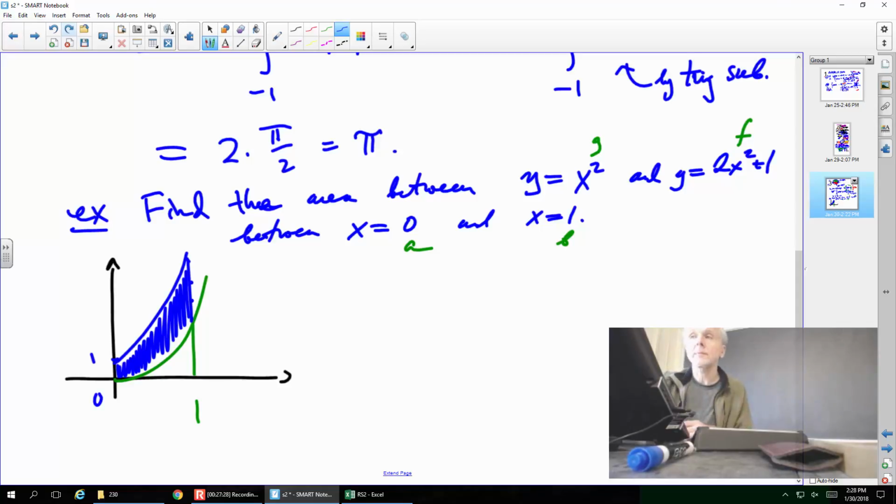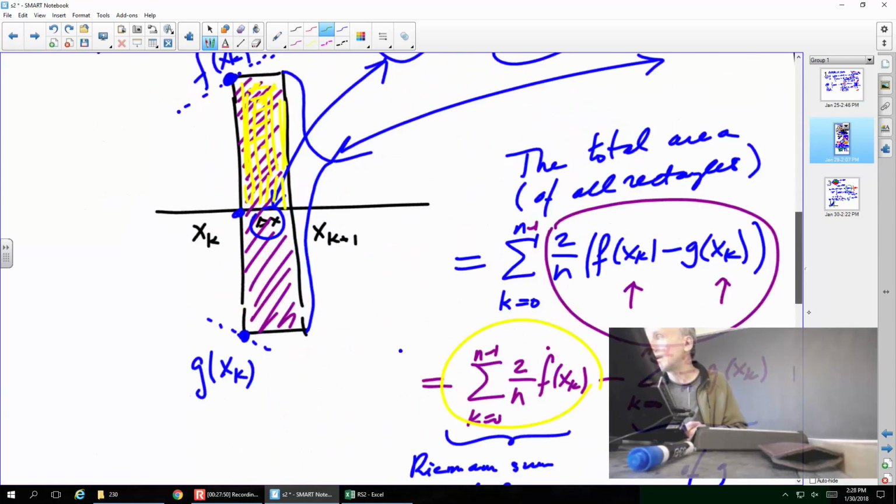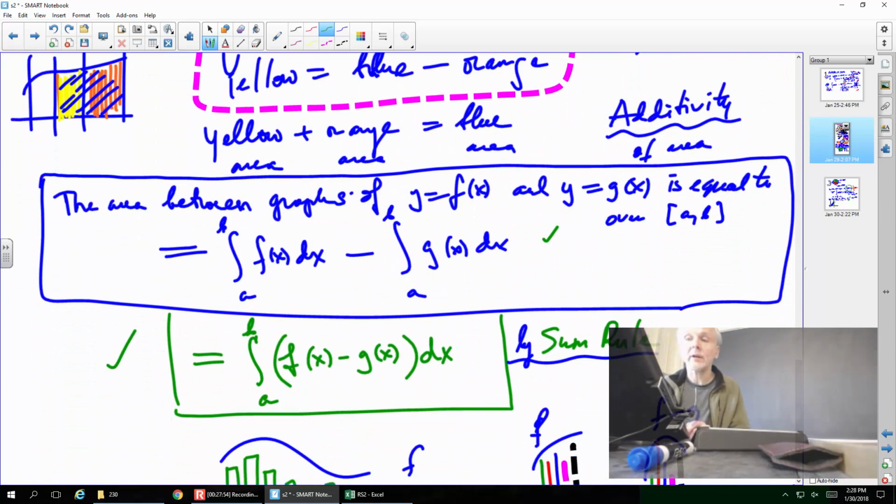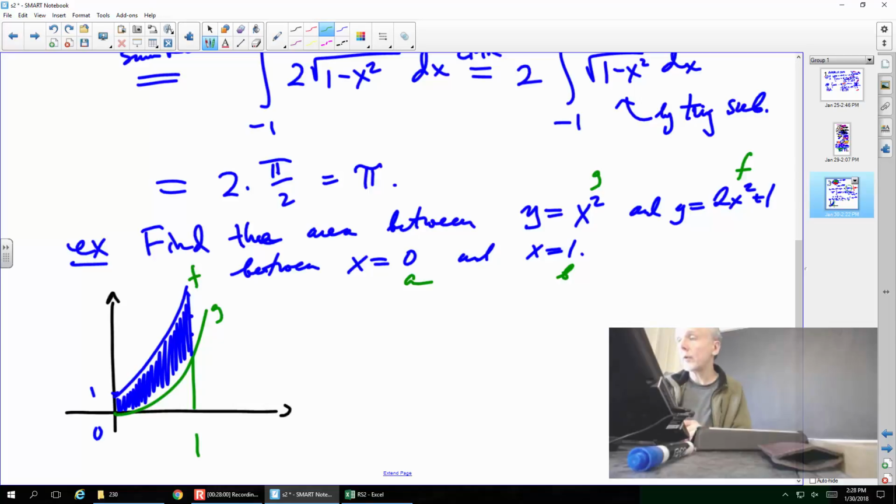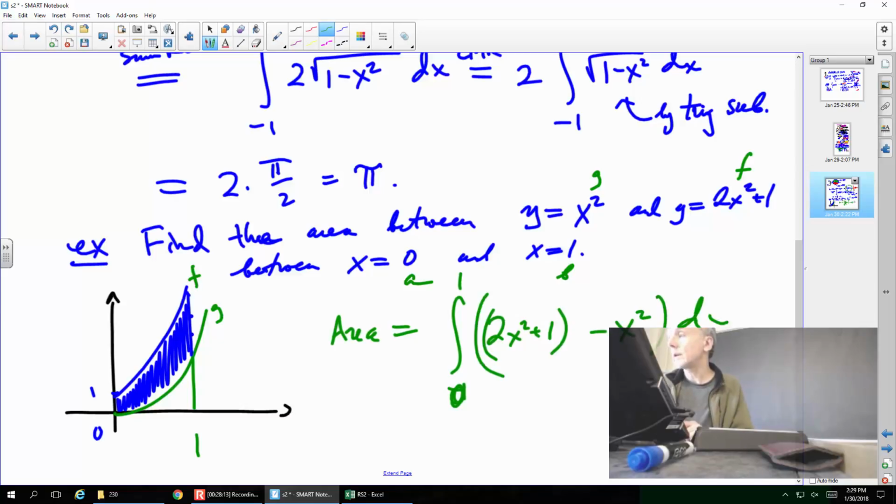Okay, but otherwise a, b, f, and g are identified, so that area is computed as simply the integral of the difference. It really doesn't make any difference. It's a good idea always to remember where it comes from. So it's the region under f minus the region under g. This is f, this is g, and really this area is the difference of two areas. It's just a minor convenience, a simplification, and so we apply the formula. So the area is the integral from 0 to 1 of 2x squared plus 1 minus x squared dx.